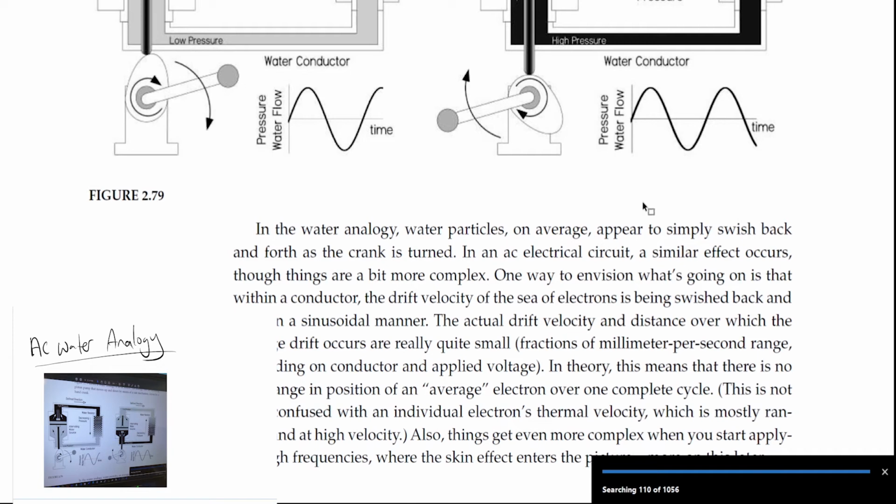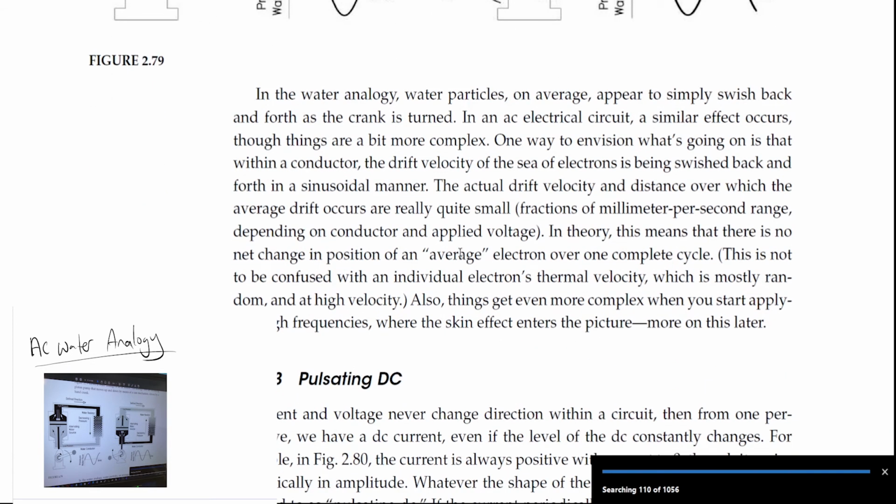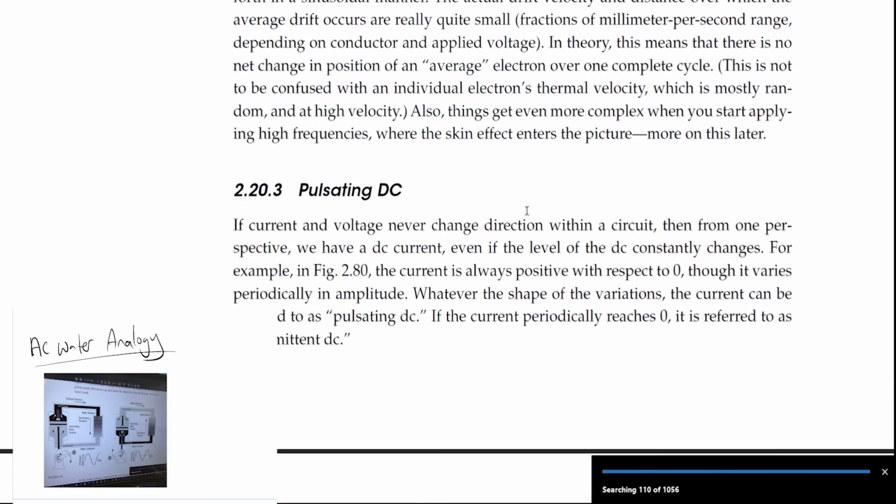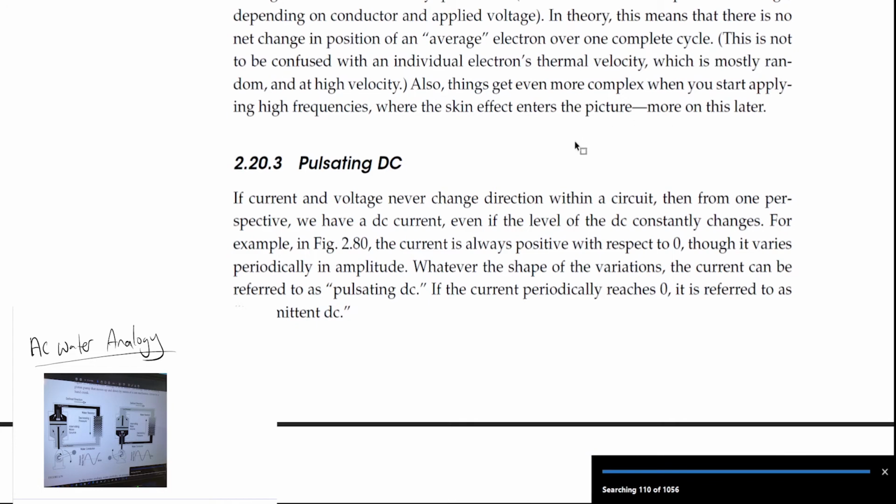In theory, this means that there is no net change in position of an average electron over one complete cycle. It is not to be confused with individual electrons' thermal velocity, which is mostly random and at a high velocity. Also, things get even more complex when you start applying high frequencies, where the skin effect enters the picture. More on this later. Thank you for not going into that now.